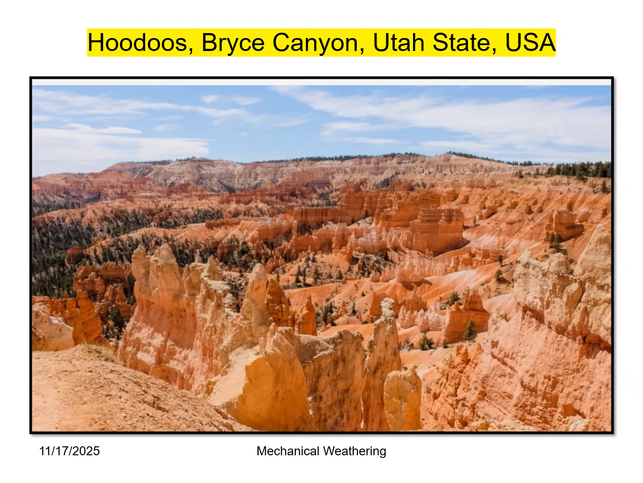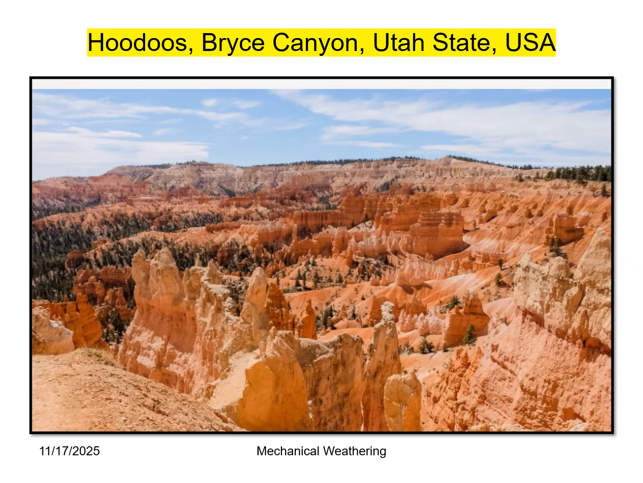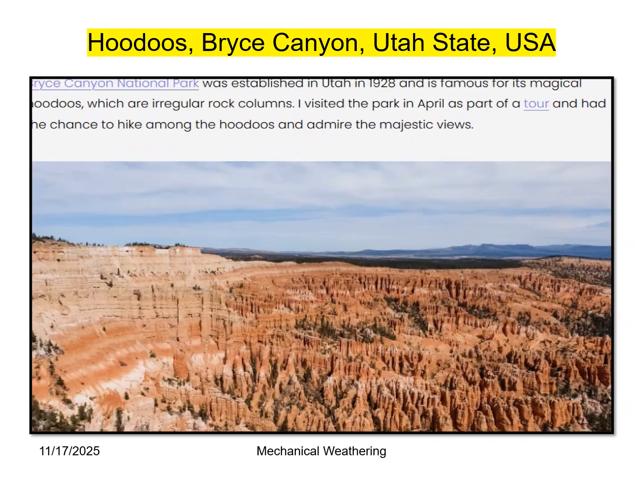The landscape, rather the subsurface and surface landscape of the lithosphere, is shaped by the weathering process. It's the most famous and wondering example of a weathered landscape. It's the hoodoos of Bryce Canyon in the state of Utah, USA. These are glimpses of that Bryce Canyon of Utah.